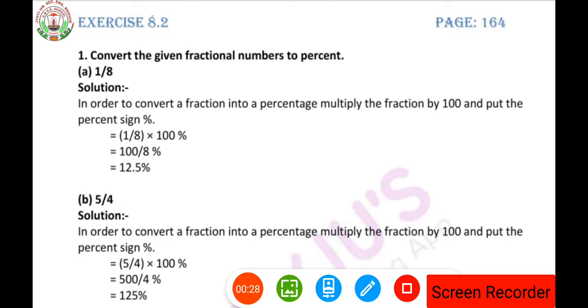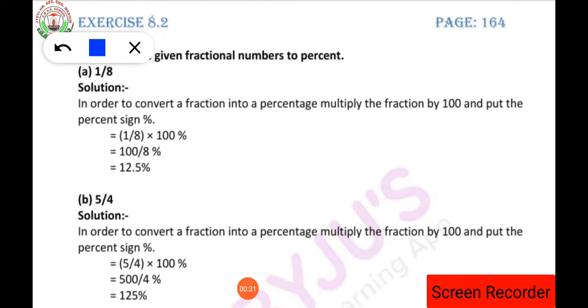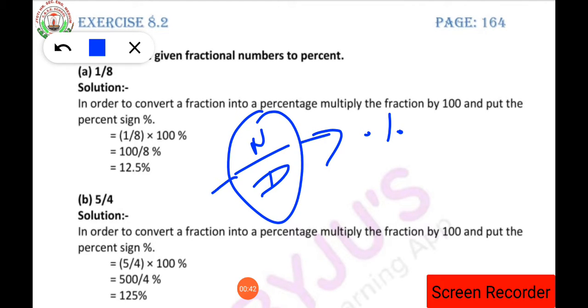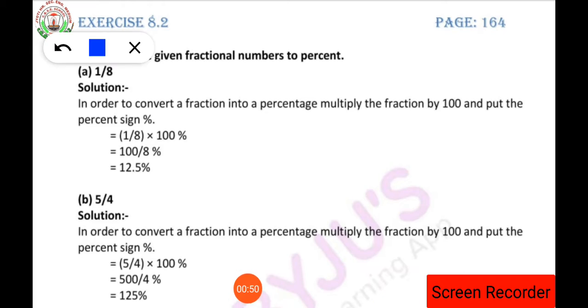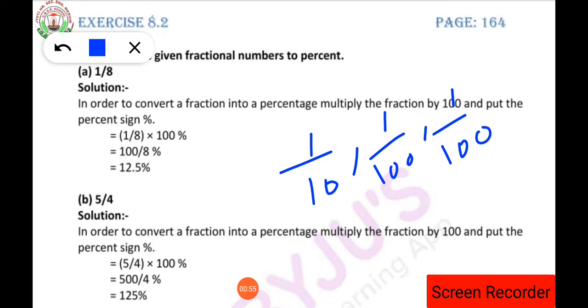What we have to do over here, dear student? We have to convert the fraction, that means numerator upon denominator, into the form of percent. This numerator upon denominator is a fraction, and we have to convert this fraction into a percentage, isn't it? Now what do you mean by a percentage? Percentage means when a number is 1 by 10, 1 by 100, 1 by 1000, 1 by 10,000, like this the numbers go on, will be considered.